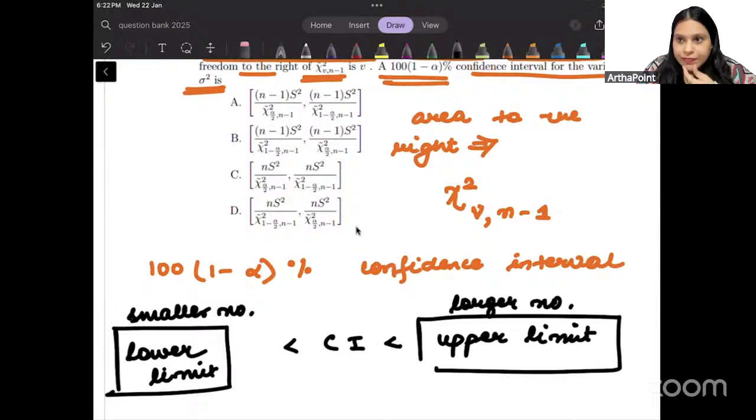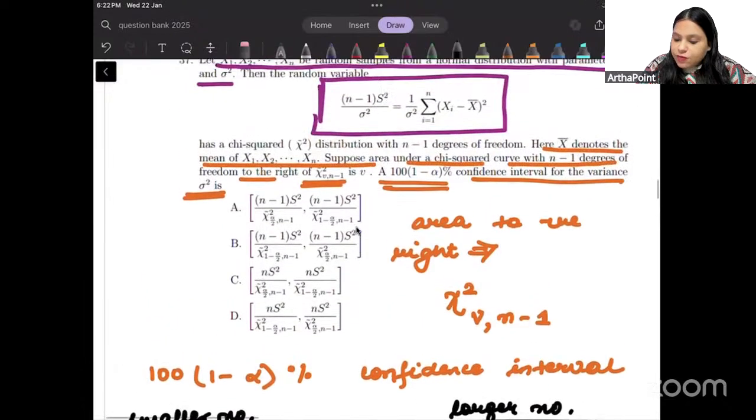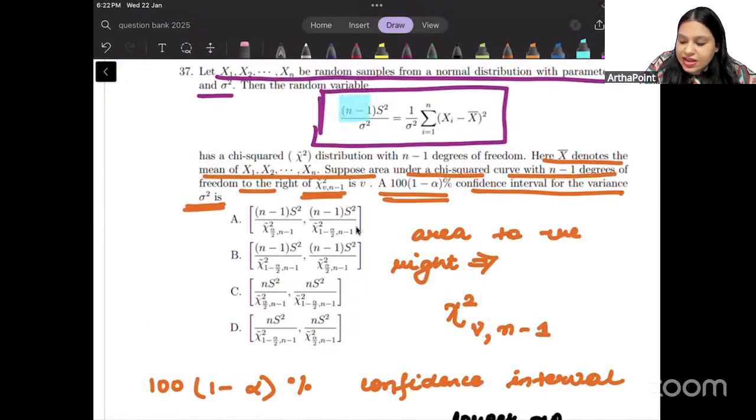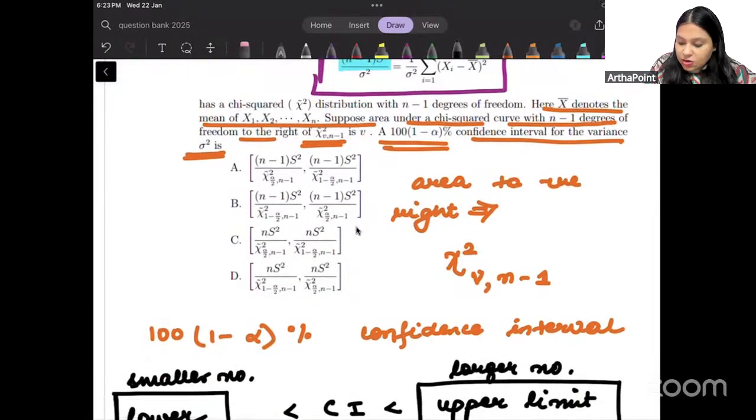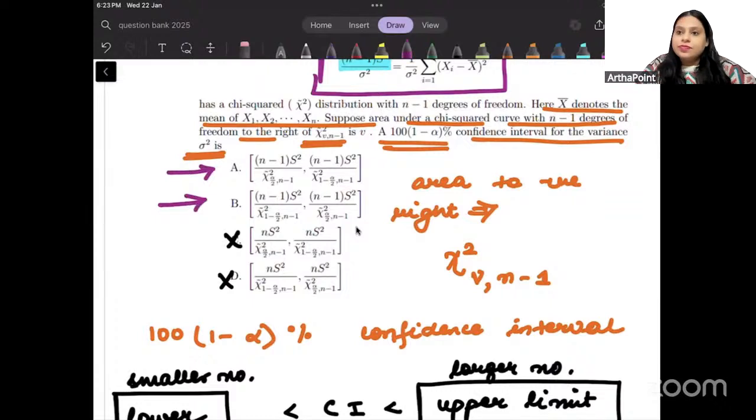Since the formula is n-1 s square, it means that I will have n-1 s square only. I cannot have n s square. So automatically options C and D are eliminated. The only two options that are left are option A and option B.